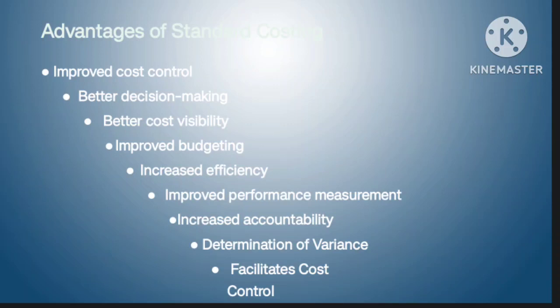Next one is determination of variance. Variances are determined by comparing actual cost and standard cost. Such variations bring to light areas of incompetence, which in turn enables the management to fix staff accountability for inefficiencies and initiate remedial steps promptly and ensure better performance in future.